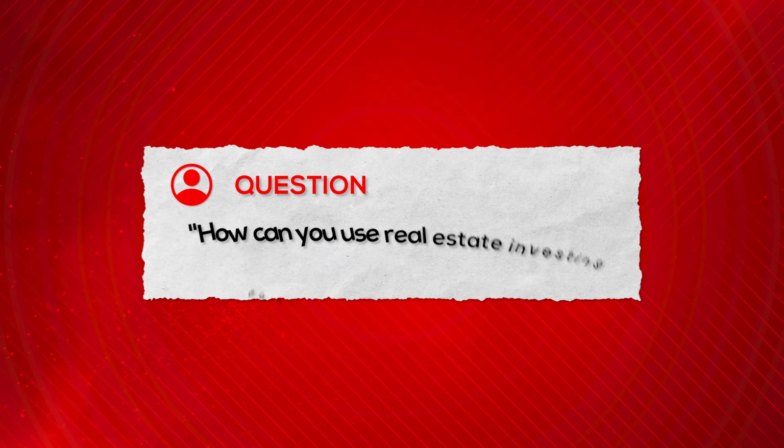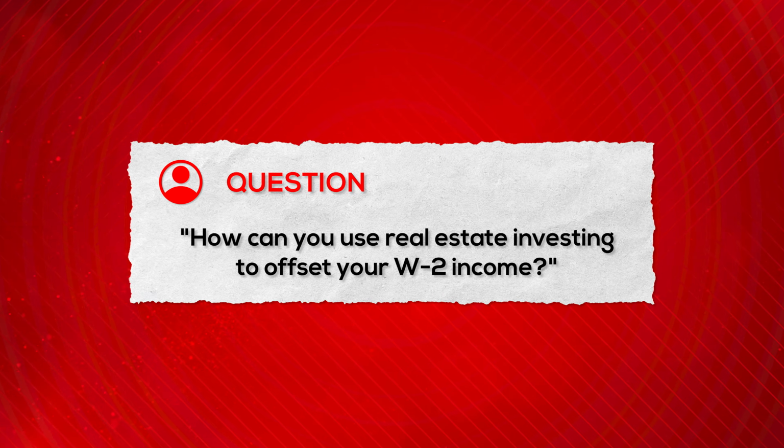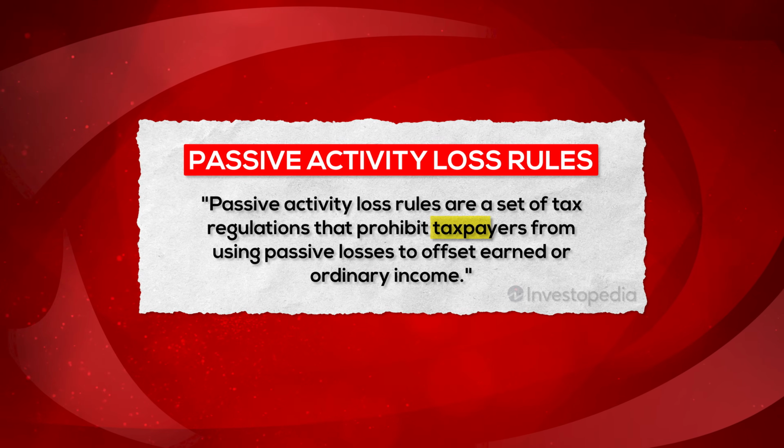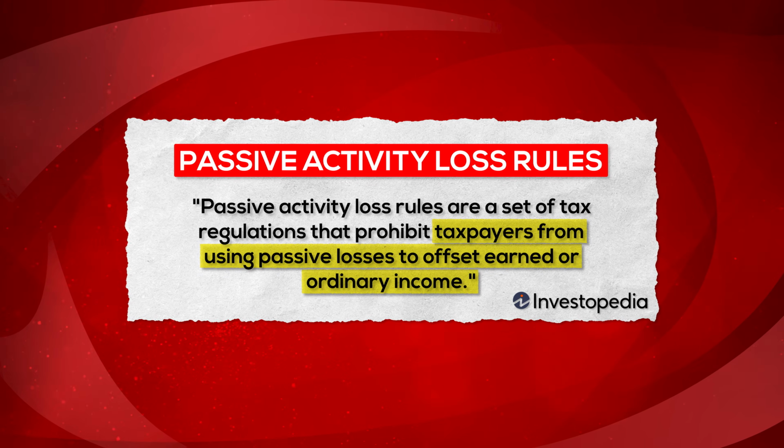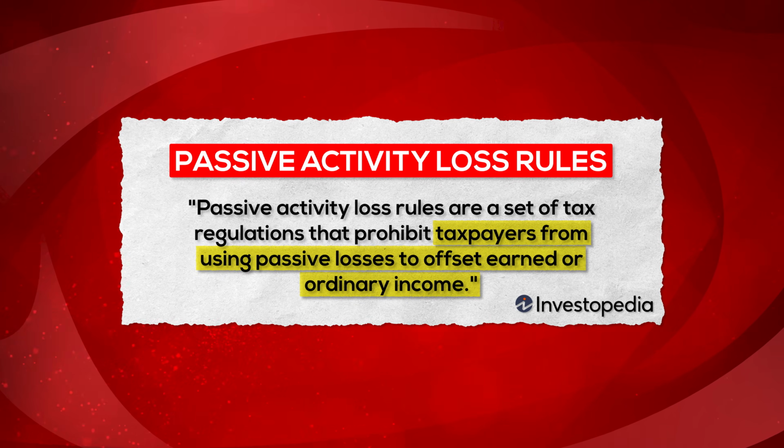But if you are here and you've already seen that, let's dive right into some more questions that business owners have that matter. How can you use real estate investing to offset your W-2 income? Well, the only way to do that is by leveraging something called the passive activity loss rules exceptions. Real estate, by default, is considered passive activity. And after 1986, there was a rule put in place called the passive activity loss rules, which essentially limit your passive losses to only be available to offset passive income.